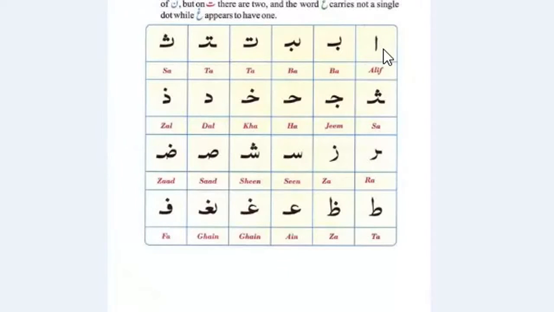This is our first letter, alif. Alif does not connect with the next letter, so alif is there with its own shape. Ba. When ba connects with another letter, it is in this shape. Ba. When ba comes between two letters, it is in this shape.